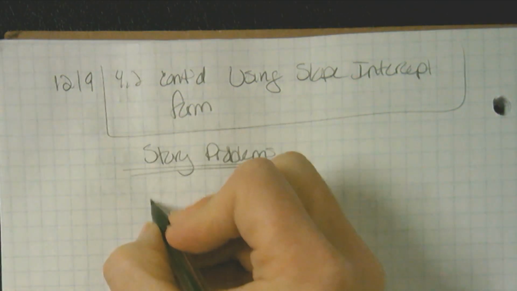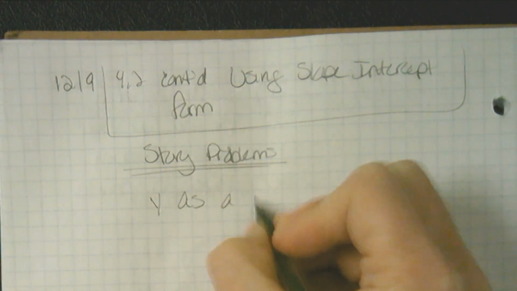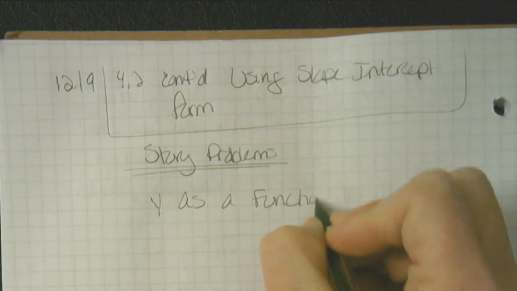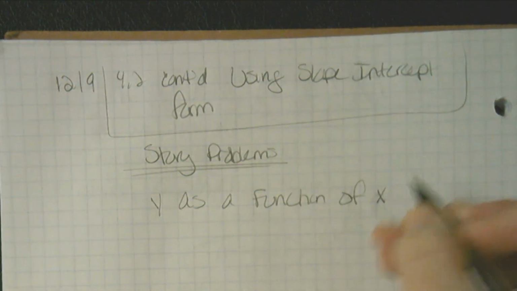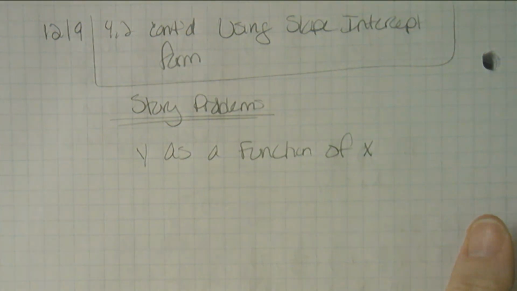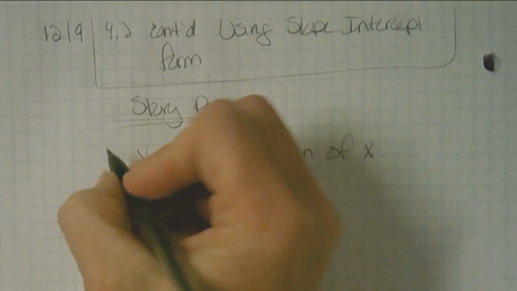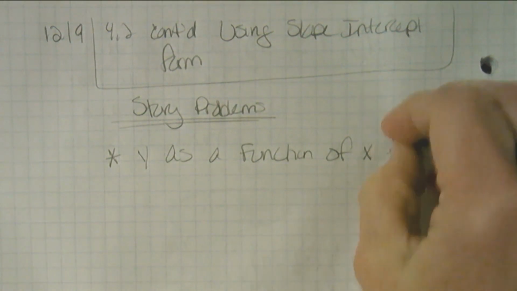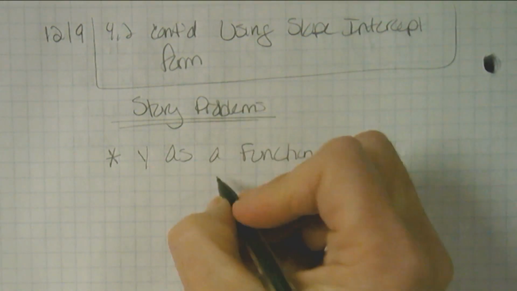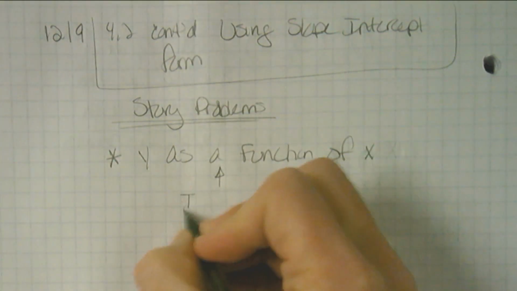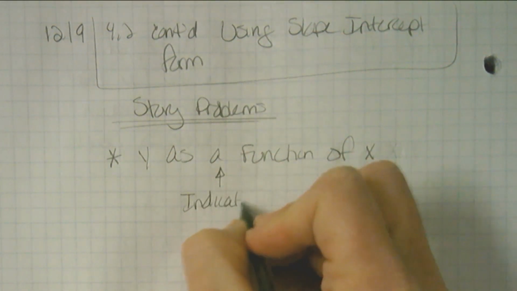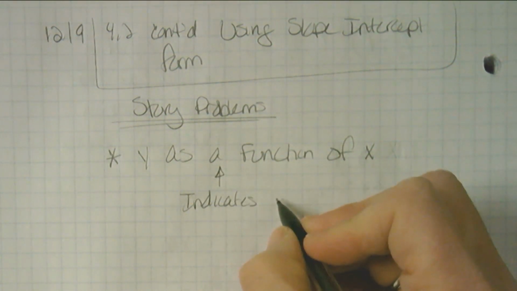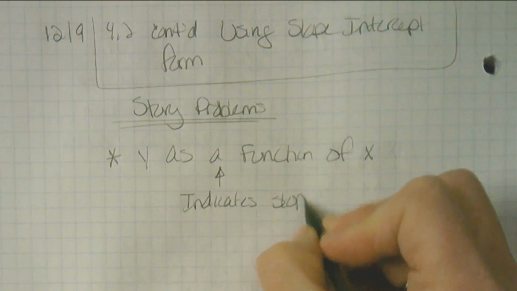Okay, first of all, y as a function of x. That's something that you need to make sure you remember. Y is a function of x. That indicates slope-intercept form. We've talked about this already, but it bears repeating.